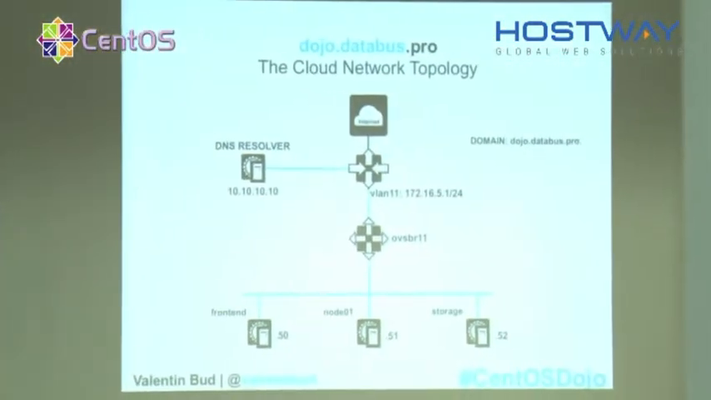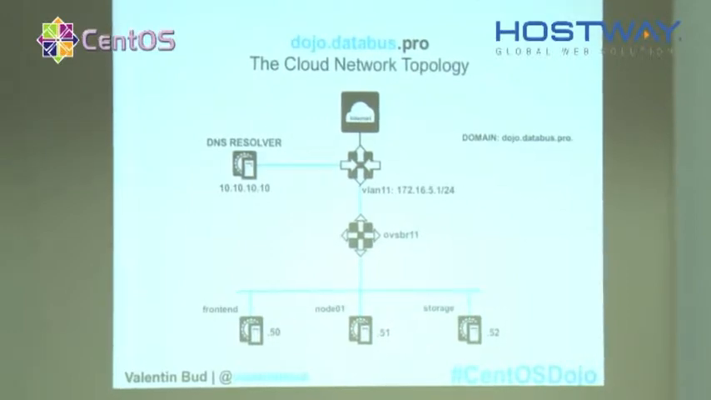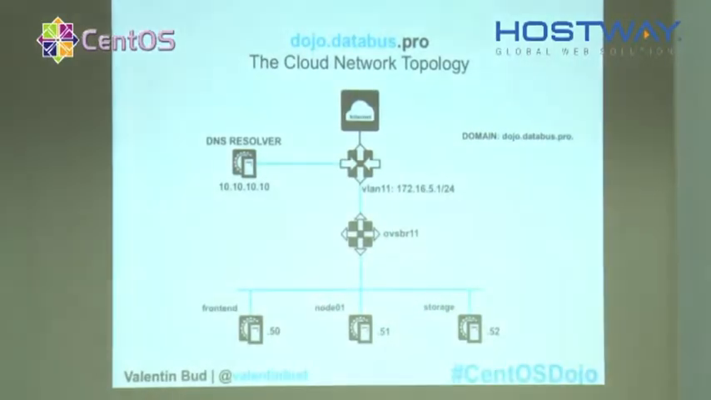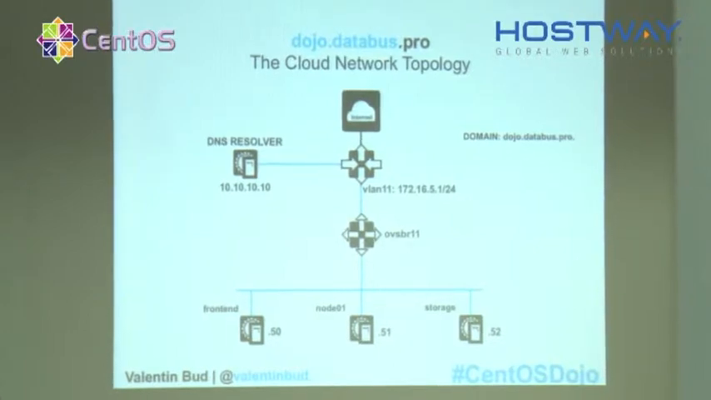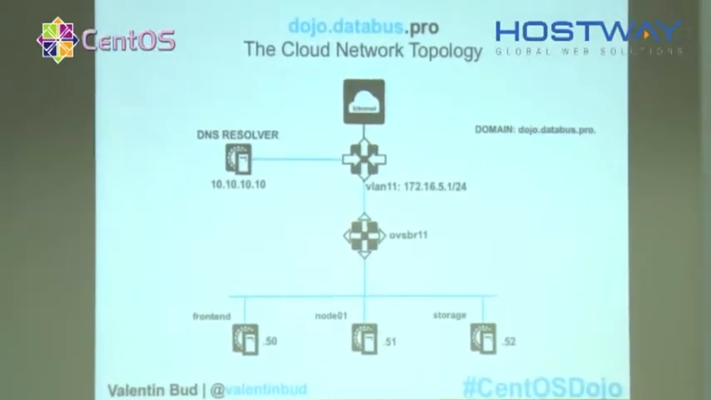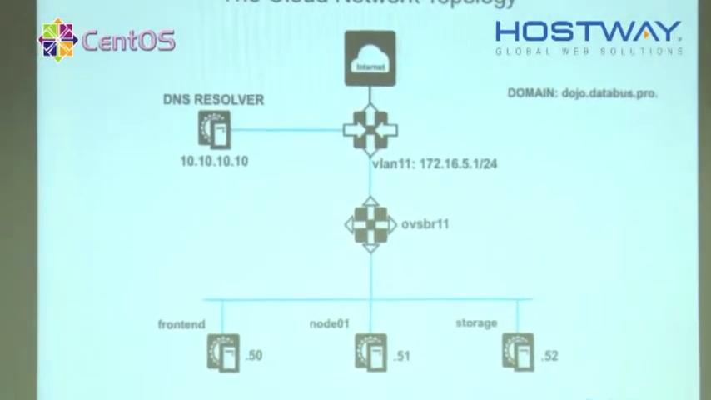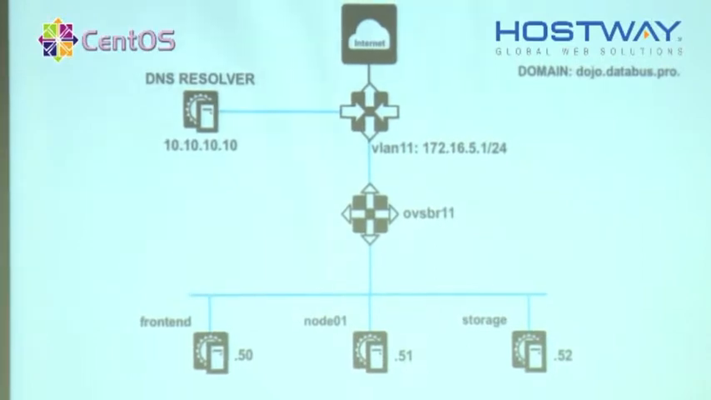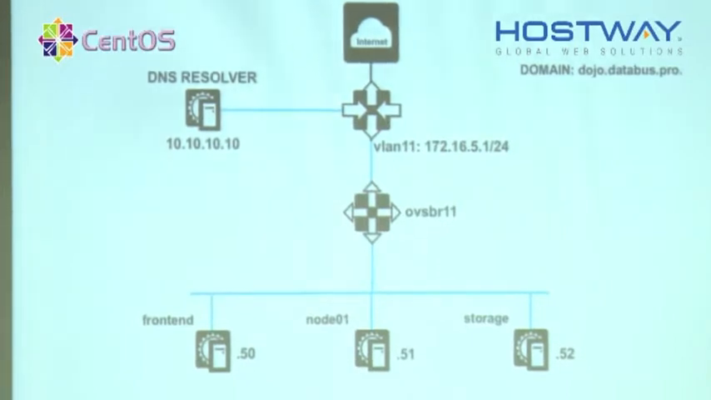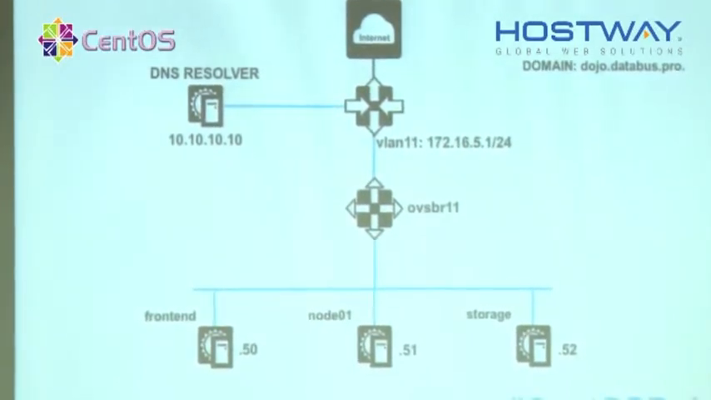The domain name I've chosen for this small project is Dojo Databus Pro. And this is the cloud network topology. I have on the cloud bridge OVS BR11, which is an Open vSwitch bridge, and the VLAN 11 layer 3 interface, and the network 172.16.5.0/24. I have a resolver 10.10.10.10 for our users to remember, because it's really simple. And the three machines: front end with IP 50, node 1 with IP 51, and storage with IP 52. They are all connected in the same network.